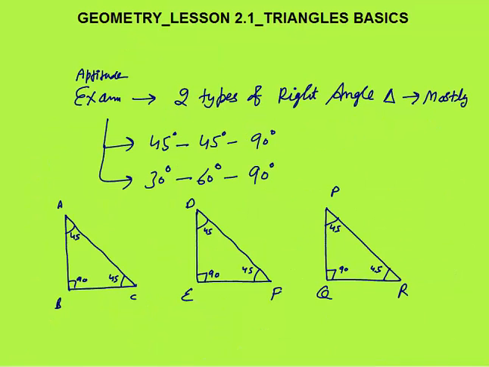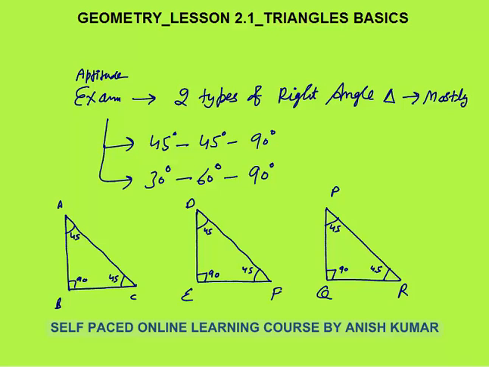Now in aptitude exams there are generally two types of right angle triangle in most of the questions. We are discussing them so that we can solve this kind of question in a faster manner. Now one triangle is 45, 45, 90 degree. What kind of triangle is it first?